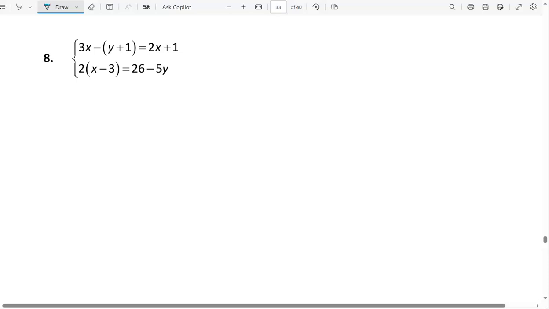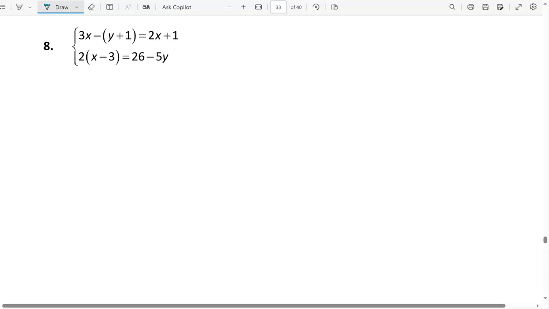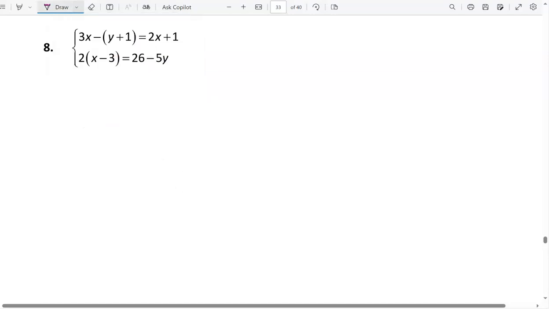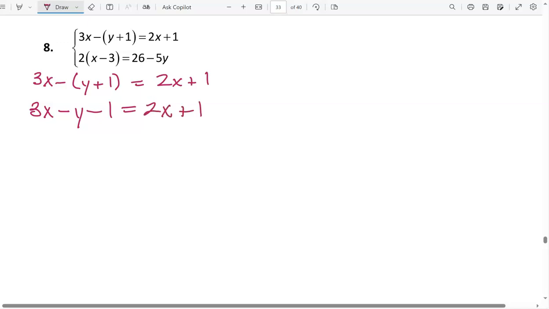In number 7, our equations are a little messy. Let's clean them up first. So let's take this first equation, 3x minus y plus 1 equals 2x plus 1. I'm going to distribute the multiplication by negative 1 to the parentheses on the left, and then subtract 2x, and finally add 1. So now we have x minus y is equal to 2.